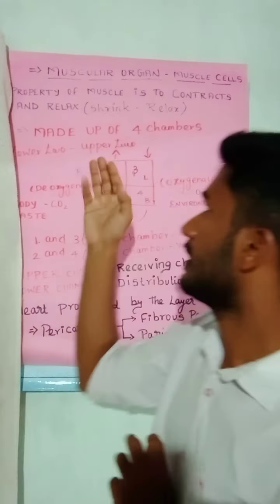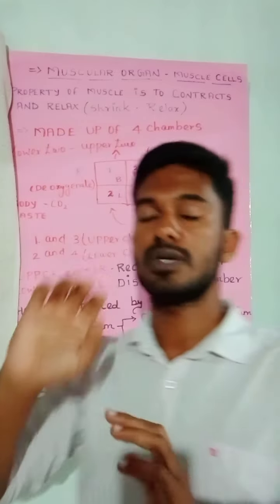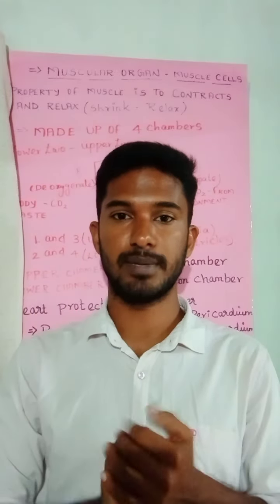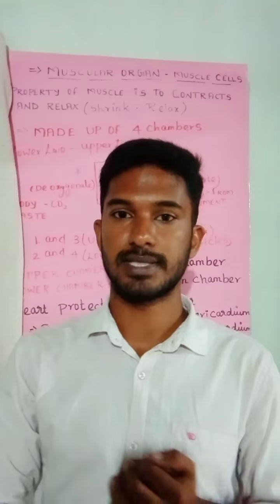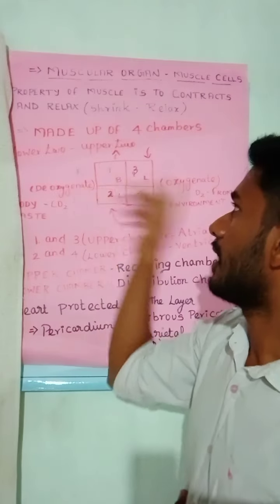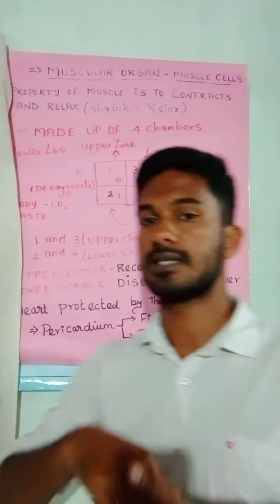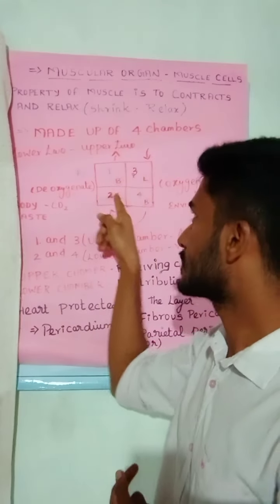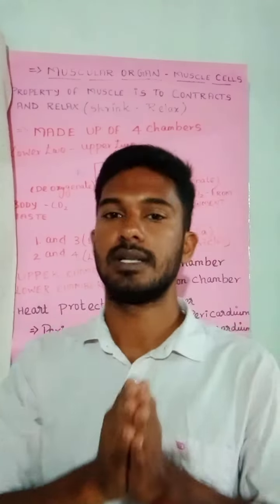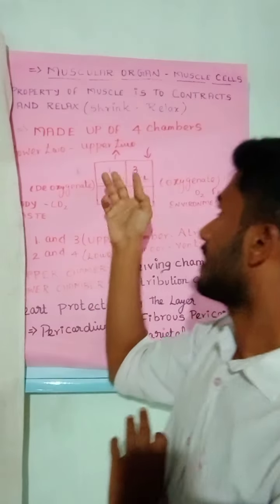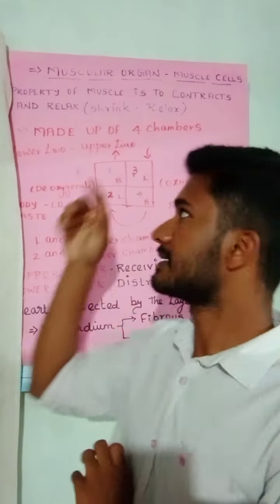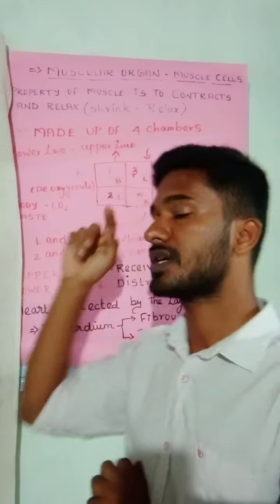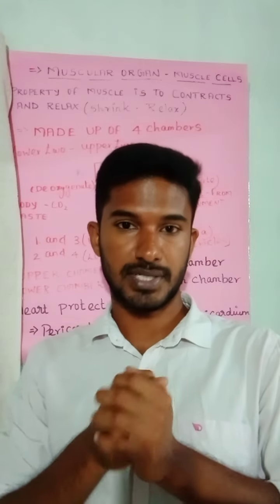Our heart is made up of 4 chambers. How many chambers? 4 chambers. The upper 2 chambers and the lower 2 chambers. The upper 2 chambers are called auricles and the lower 2 chambers are called ventricles. The upper 2 chambers are also called receiving chambers, and the lower 2 chambers are also called distribution chambers.